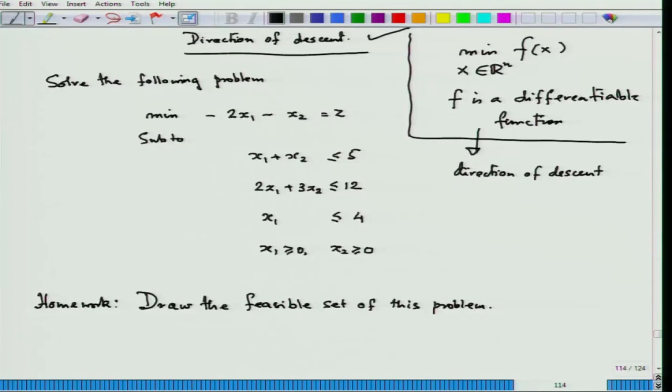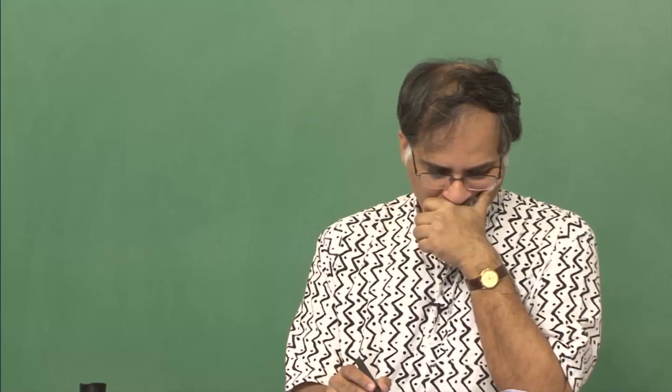The important part here is this, that I have also given you homework to take this optimization problem, a linear programming problem in two variables but three constraints, and I told you to draw the feasible set of this problem. I hope you have tried it out, but after we do the direction of descent, we will try to solve this problem.